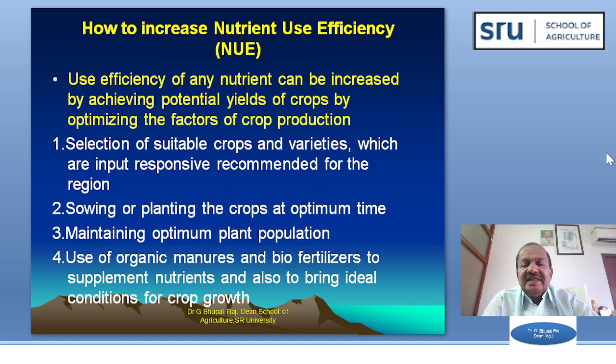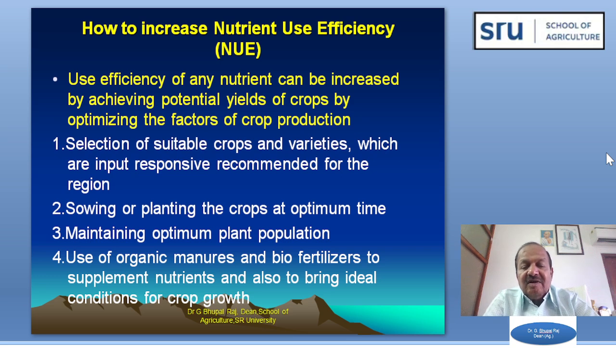And then how to increase the nutrient use efficiency. Use efficiency of any nutrient can be increased by achieving potential yields of the crops by optimizing the different factors of the crop production. If you take one by one, number one, the selection of the suitable crops and varieties which are input responsive, recommended by the region. So in that region, for example, particular crop varieties will be more responsive to the particular nutrients, like that. So we have to select the suitable crops to increase the applied nutrient use efficiency.